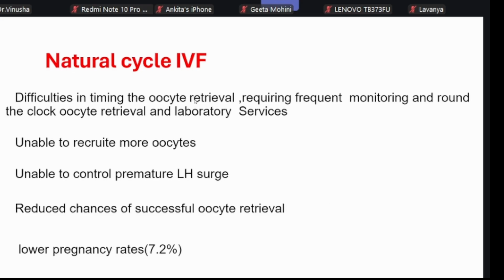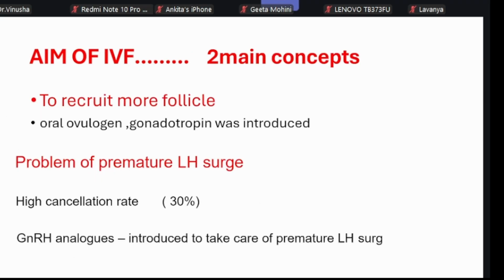The problem with natural cycle IVF is we have difficulties in timing the oocyte retrieval, and it requires very frequent monitoring because we don't know when the follicle will rupture. We cannot recruit a larger number of oocytes in natural cycle IVF, and there are high cancellation rates, reduced chances of successful oocyte retrieval and very low pregnancy rates. So our aim should be to recruit more follicles by using oral ovulation induction drugs and gonadotropins and to control the premature LH surge with the GnRH analogs.